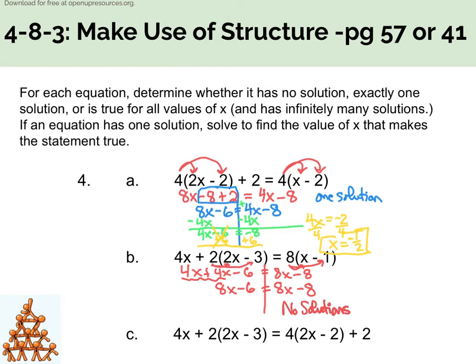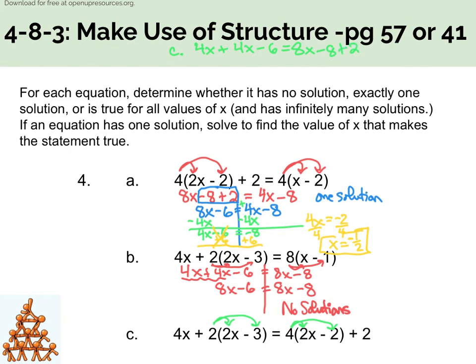Let's go ahead and do C. I'm going to put it up top because I ran out of room. So we still have 4x, and then plus 2 times 2 is 4x, minus 2 times 3 is 6, and then equals 4 times 2 is 8x, minus 4 times 2 is 8, and we're going to do plus 2.